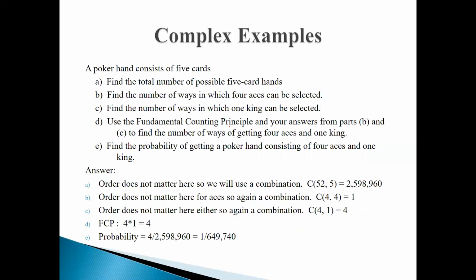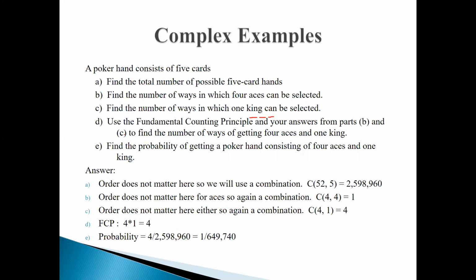Use the fundamental counting principle, basically the slot diagram if you wish, and use your answers from parts B and C to find the number of ways of getting 4 aces and 1 king, and then find the probability of a poker hand consisting of 4 aces and 1 king.